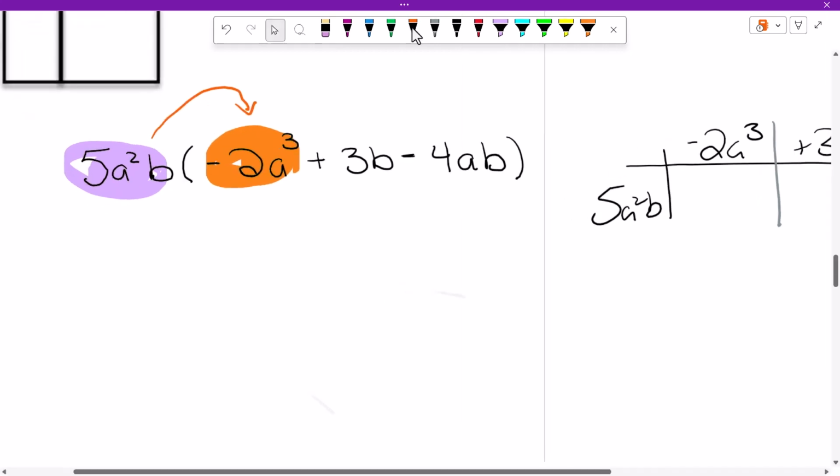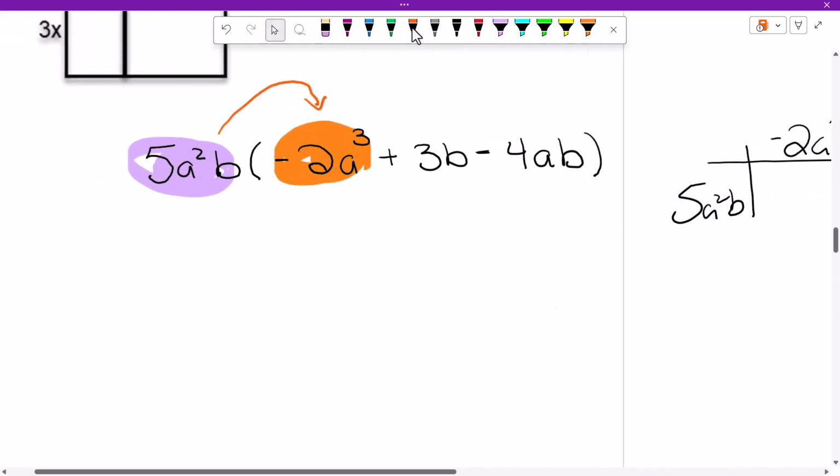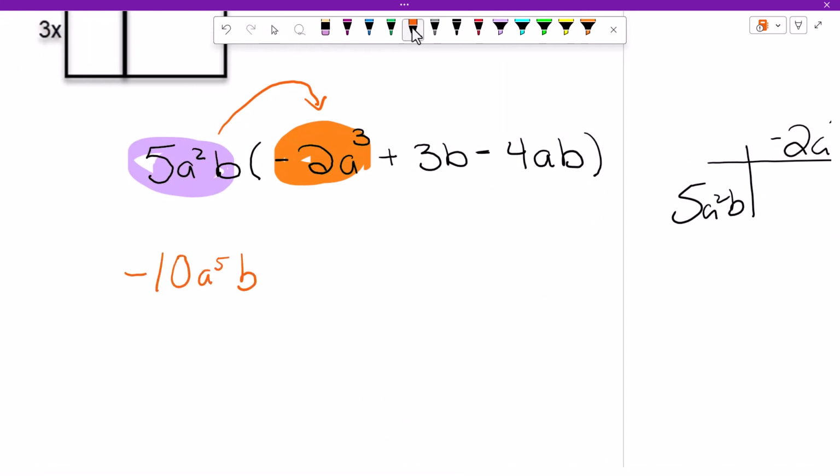Coefficient with coefficient, letters with letters. What do we get? Negative 10AB. Right? 5 with 2 makes negative 10. A with A, the 3 plus the 2 makes 5. And the B has nothing combined with, so it just stays the same. Okay. Then we take that 5 and we apply it to the next term.